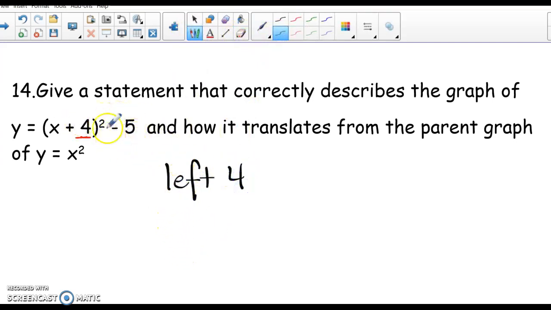And this tells us how it moves up and down, and it's going to move in the same direction as the sign. So this is going to move down 5. So left 4, down 5. Opposite direction for X, same direction for Y.